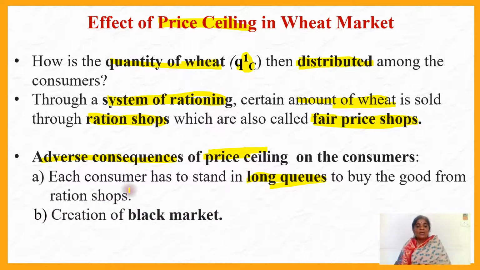And also the creation of a black market. Why is a black market created? Some consumers will not be able to get enough commodity through this ration system. Therefore, they will tend to pay more price. Therefore, the black market situation will be created.